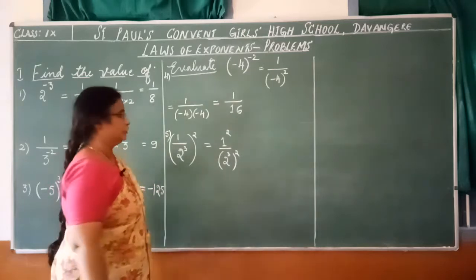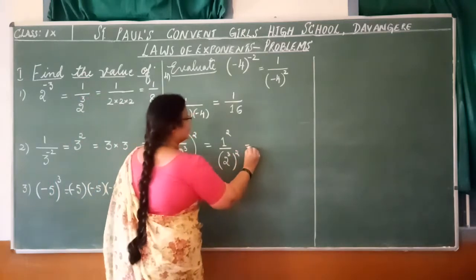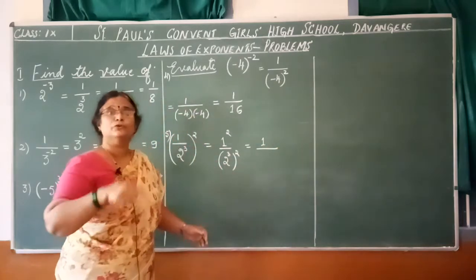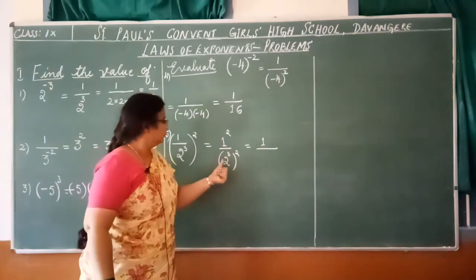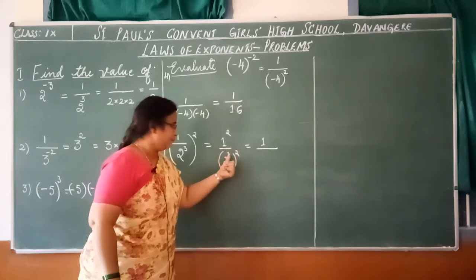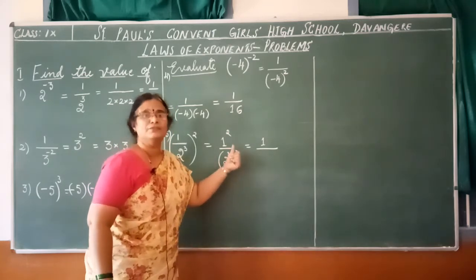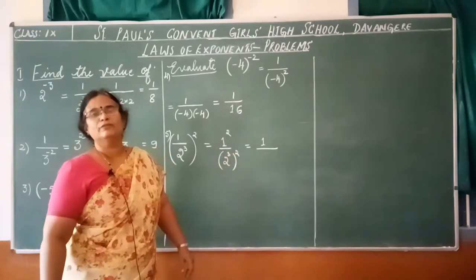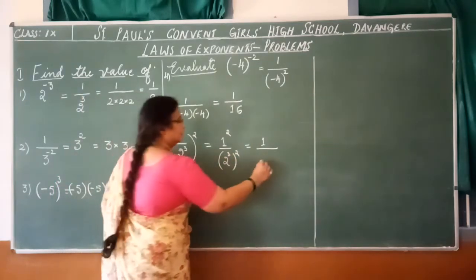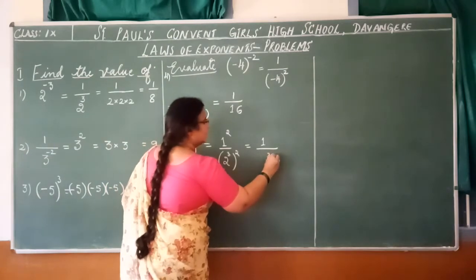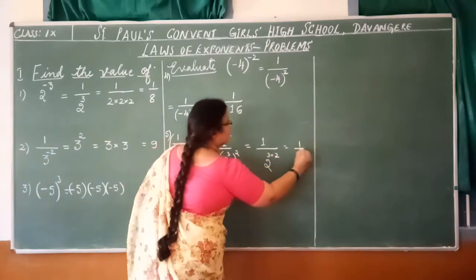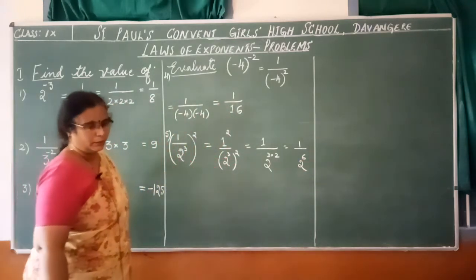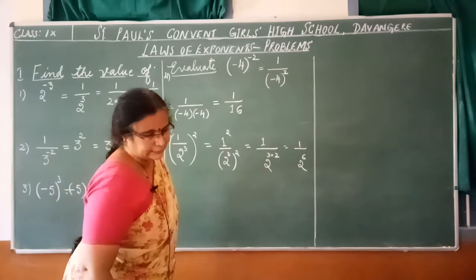Be very careful, children, while doing it. Square of 1 is 1. Here we have to recall the third law, a to the power of m whole to the power of n. When there is index on index, we have to multiply the indices. 2 to the power of 3 into 2, 1 by 2 to the power of 6. I hope you are able to understand.